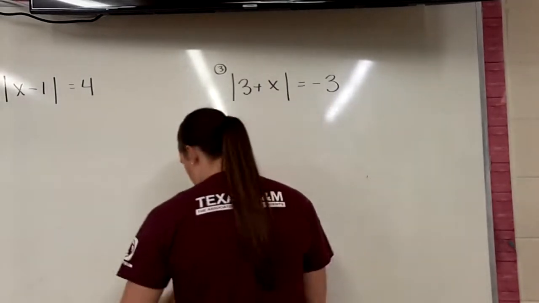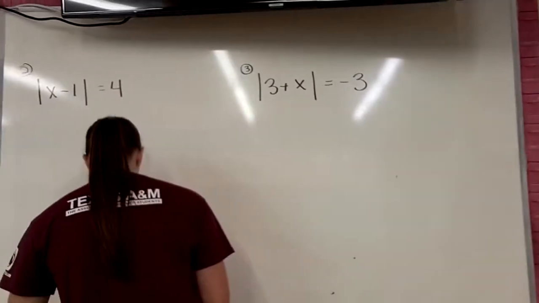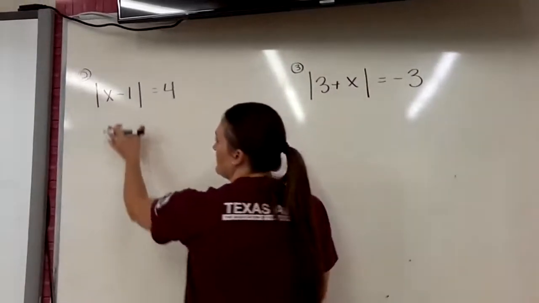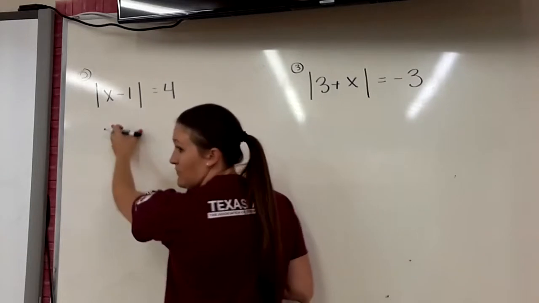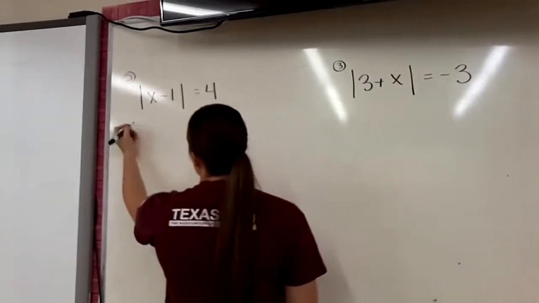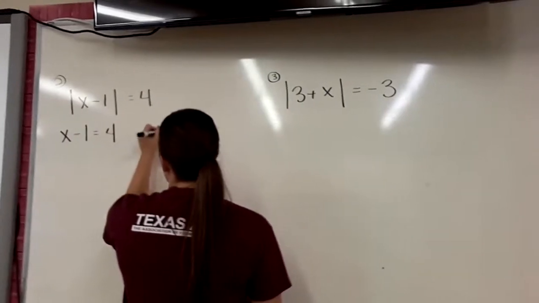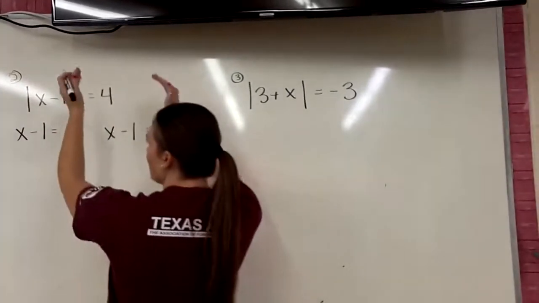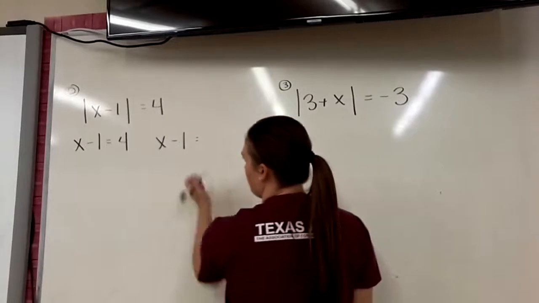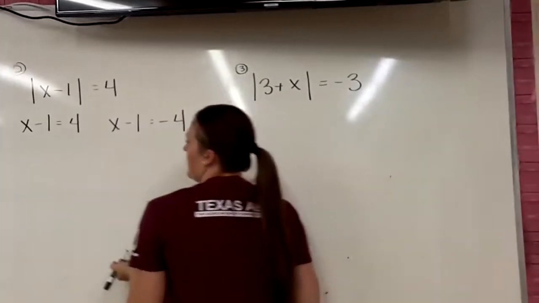Okay, now let's look at number 2. So, we have the absolute value of x minus 1 equals 4. So I have x minus 1 equals 4. Then I have x minus 1 equals, and then you're multiplying this whole side by negative 1, so negative 4. Now I solve them.